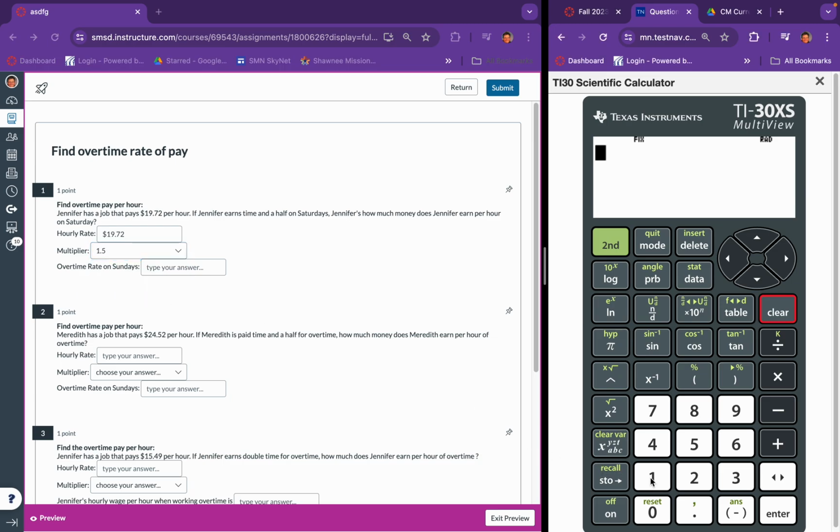So on our calculator, we're going to take $19.72 and we're going to multiply it by 1.5. And so that gives us an hourly rate of $29.58. Why would you want to know that? If you have a job that works you an hourly rate and they're like, hey, would you stay after your normal schedule and work overtime, you would need to decide, well, do you want to work for $29.58 an hour? So it's time and a half, which is 1.5. So basically this is straight multiplication.